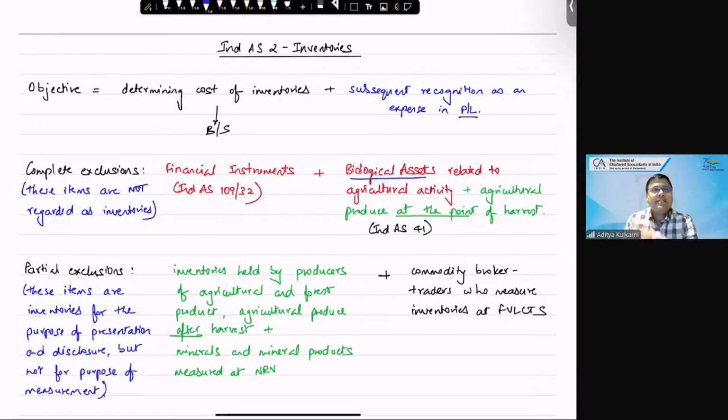So these biological assets are specifically covered under Ind AS 41. They will not come under the inventory standard. Now, why has this exclusion been made? Why is it not covered under the inventory standard? Very simple, because it becomes difficult to do the valuation of these specific items.